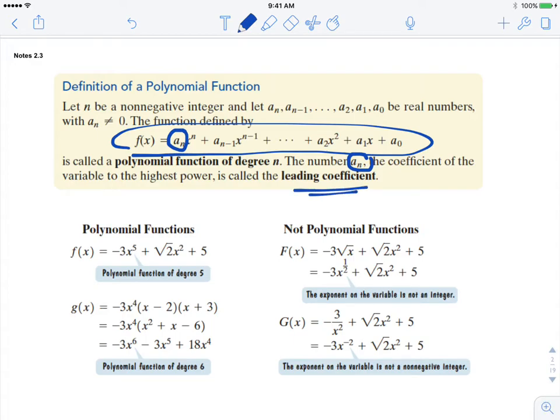Here are some examples of polynomials on the left and then not polynomials on the right. So go ahead and pause. Just talking about a couple of the polynomials that are not: this has an exponent that's a fraction, and this has a negative exponent. So if we look back on the left, we have an x to the fifth, an x squared, a constant.